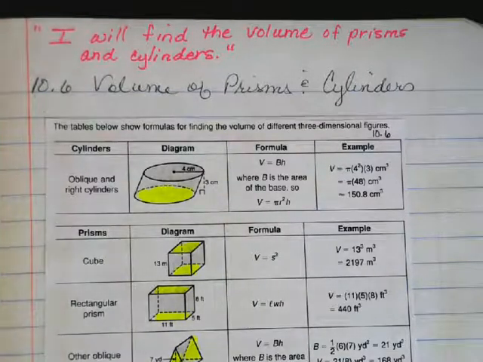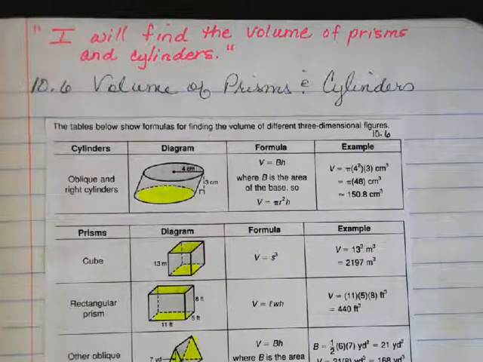Everybody, let's finish this up, okay? The I will statement for this section is I will find the volume of prisms and cylinders. So this is chapter 10, section 6, and we're doing volume of prisms and cylinders now. We just finished surface area, lateral and total. So let's go on here.